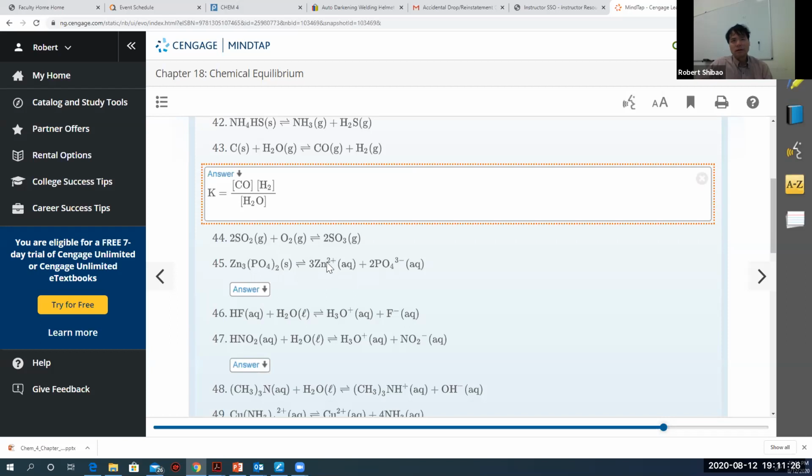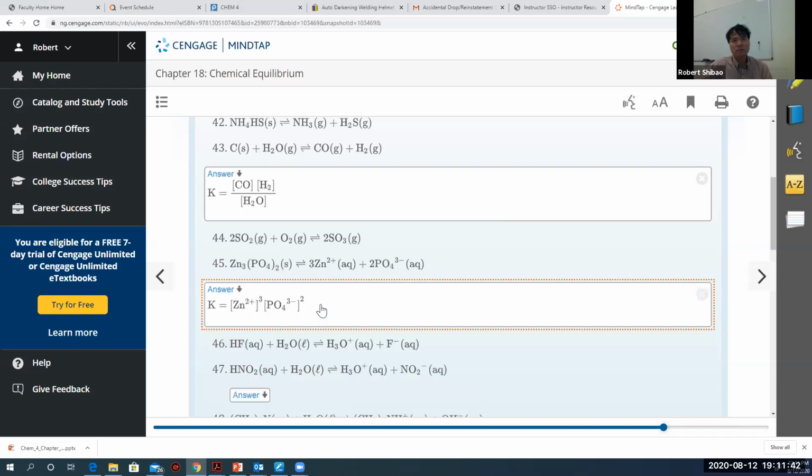Here, this is going to be different because it's going to be concentration of Zn2+ cubed, because we have a coefficient of 3. So we've got to cube that. And then we got to square the concentration of phosphate. But this is divided by zinc phosphate, which is a pure solid. Its concentration doesn't change, so that gets a 1. So it's zinc concentration cubed, phosphate concentration squared divided by 1.